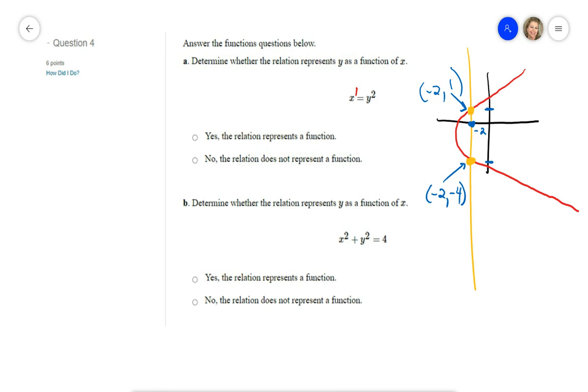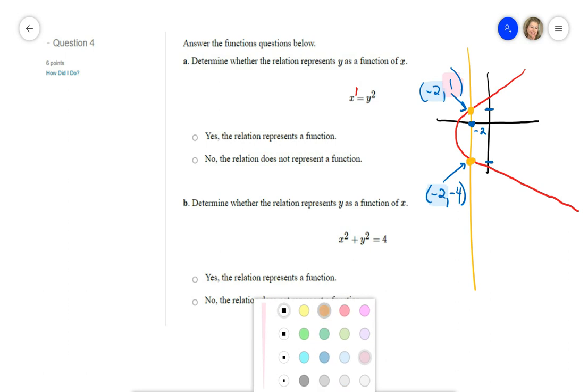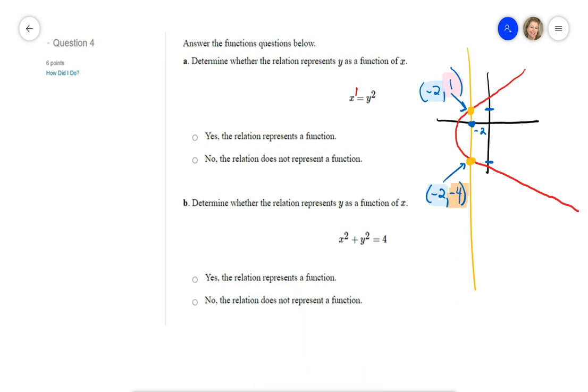But you can see that you have an input of -2 that gives you two different y outputs. And in function land, that's a no-no. So, for part A, I would simply say, no, the relation does not represent a function. And then I can do the same thing for part B.